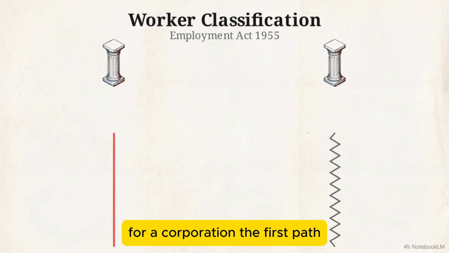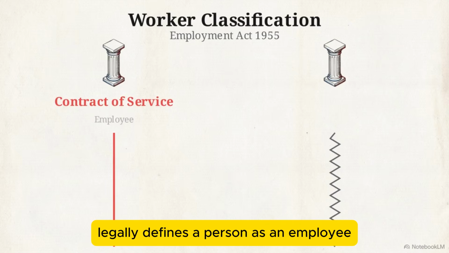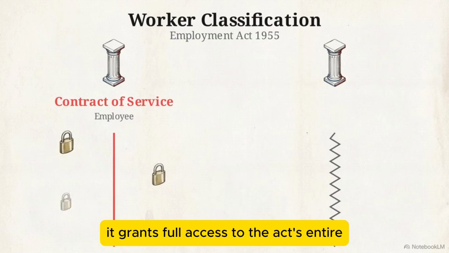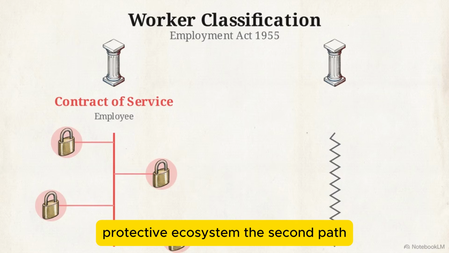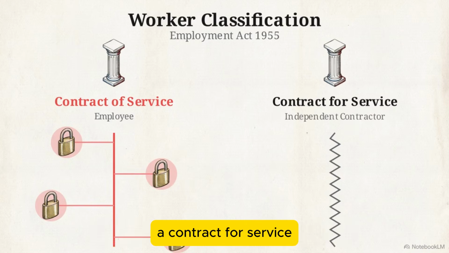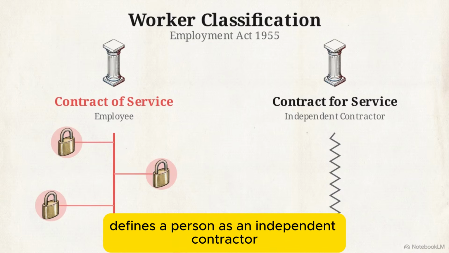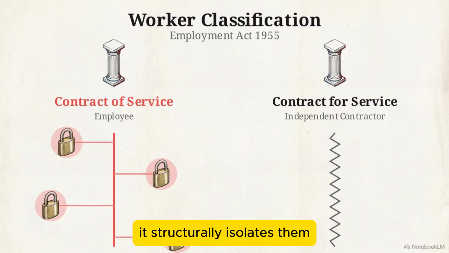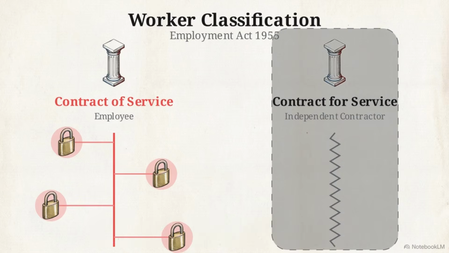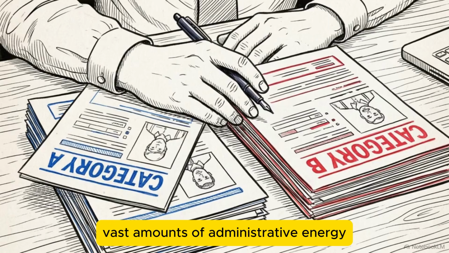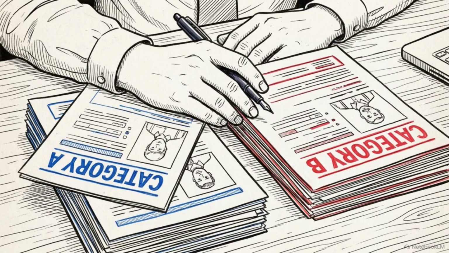The first path, a contract of service, legally defines a person as an employee. It grants full access to the Act's entire protective ecosystem. The second path, a contract for service, defines a person as an independent contractor. It structurally isolates them, cutting off standard statutory benefits. HR departments spend vast amounts of administrative energy managing this specific binary choice.